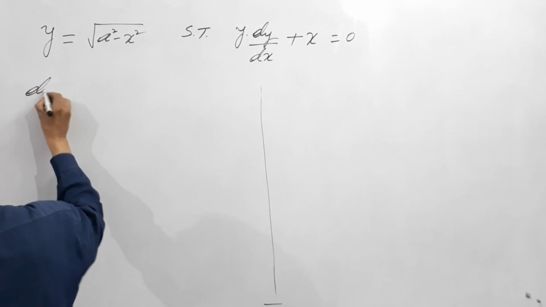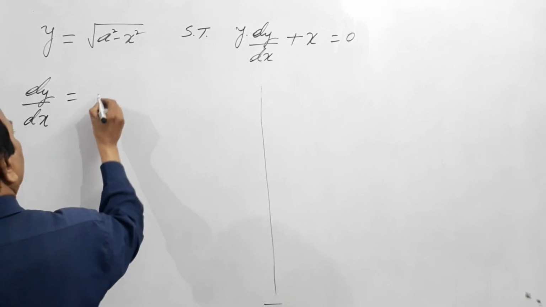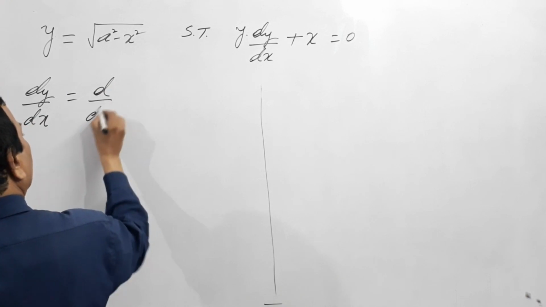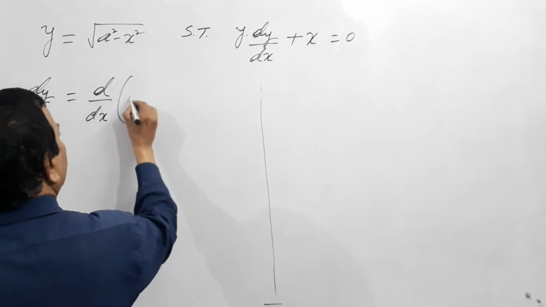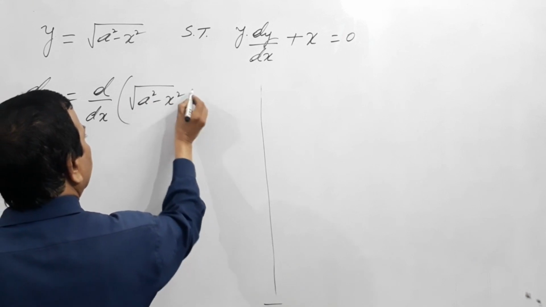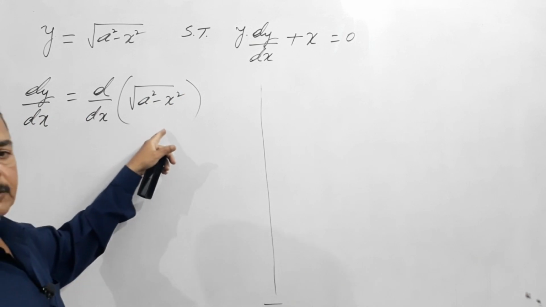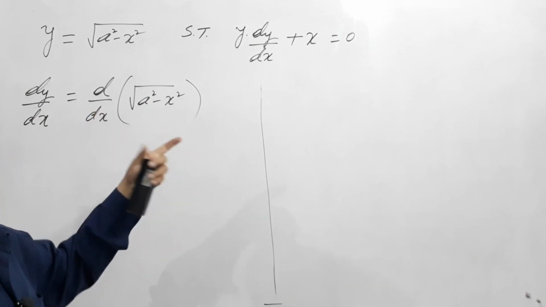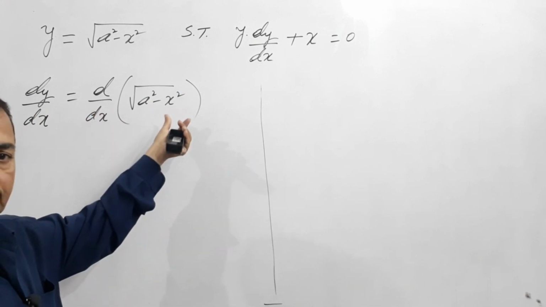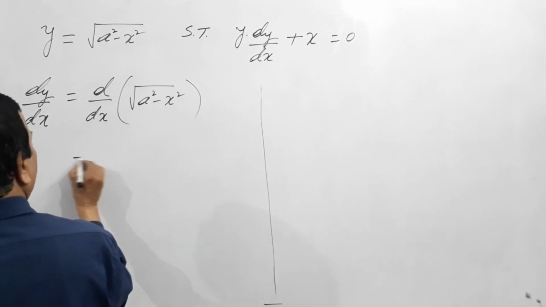Now dy by dx equals d by dx of under the root a square minus x square. Done. So we differentiate this. Anything under the root will be half root, and later on we differentiate the inner portion. It's a composite function. So this becomes what?